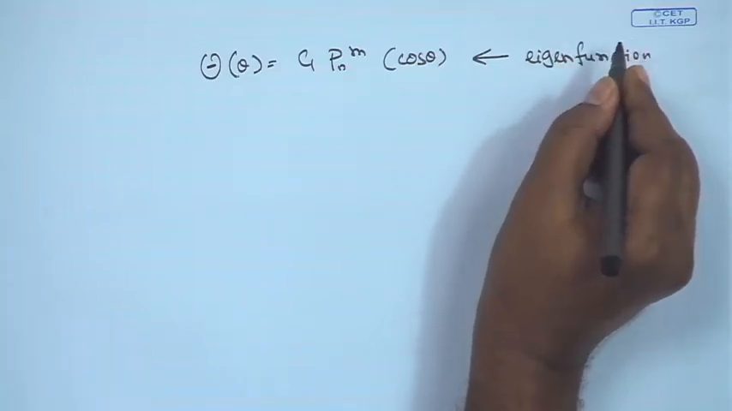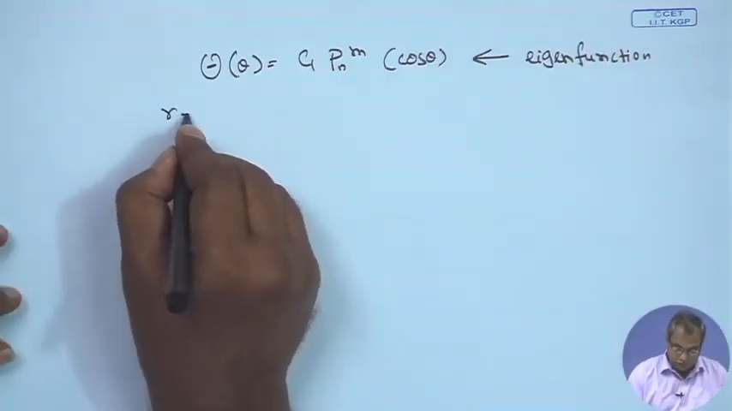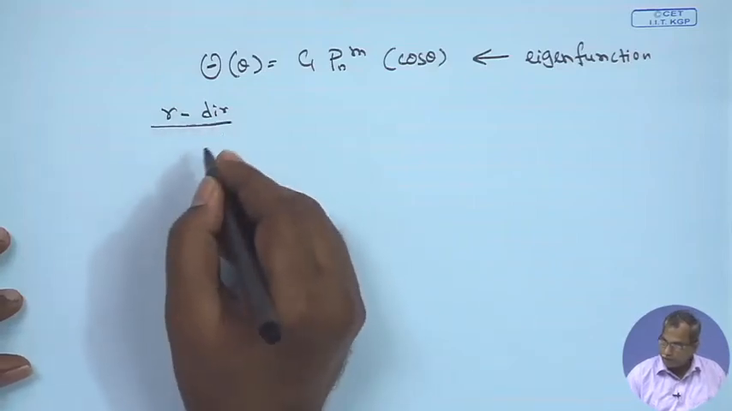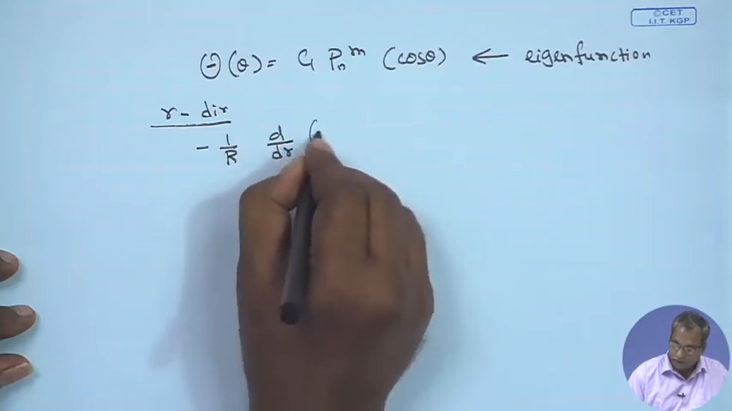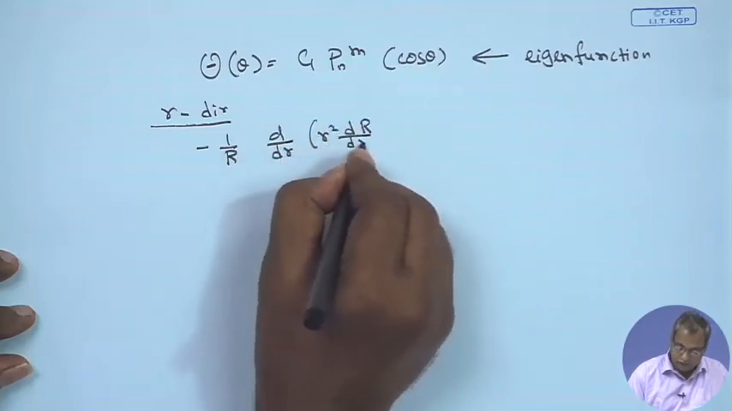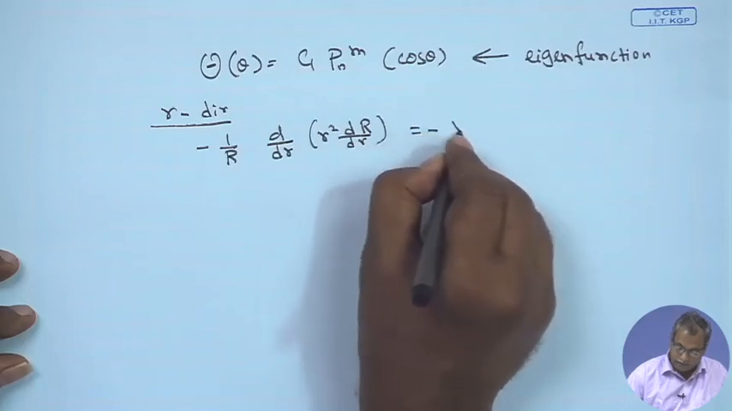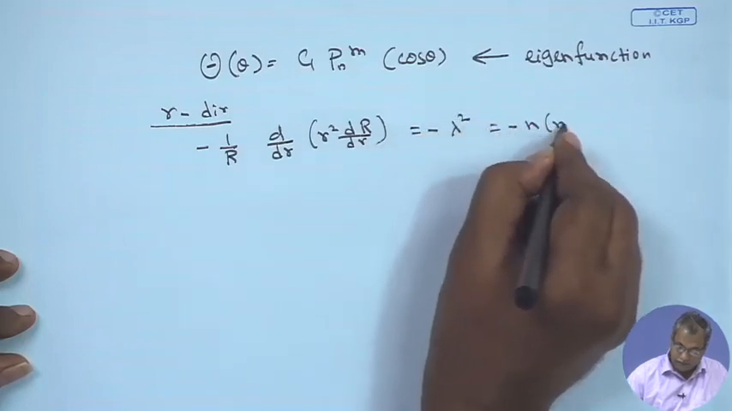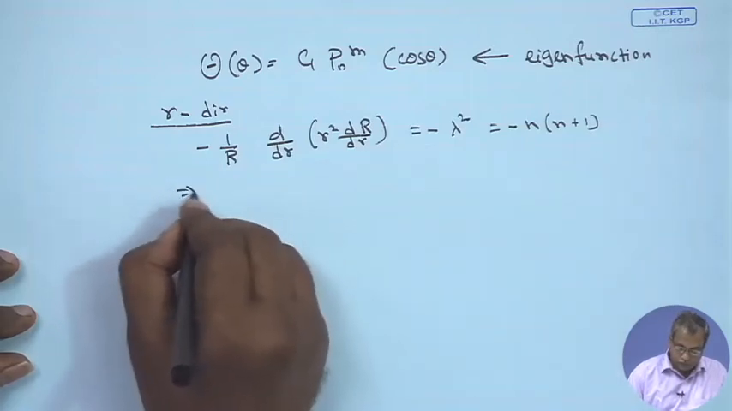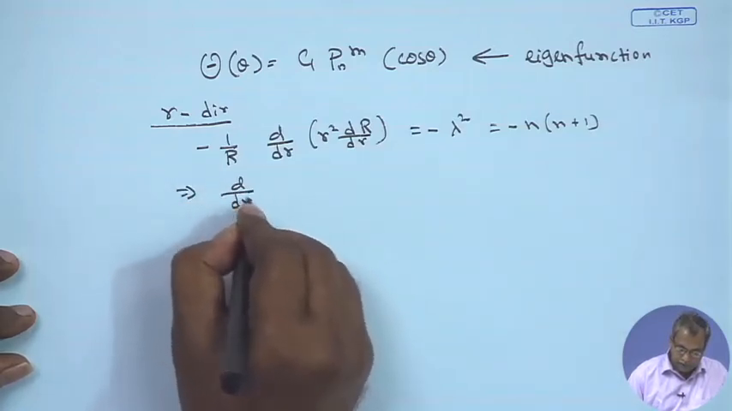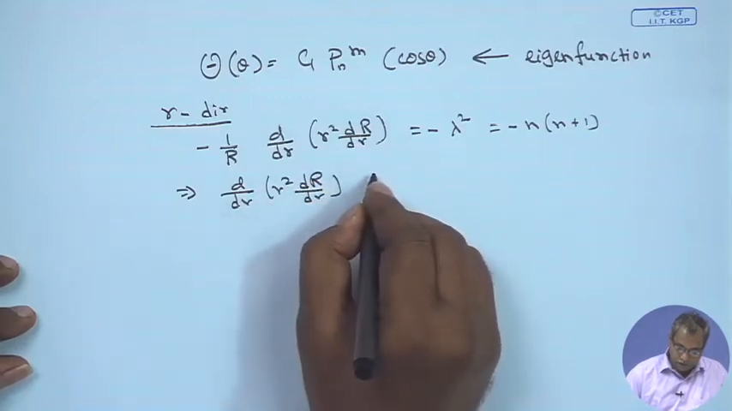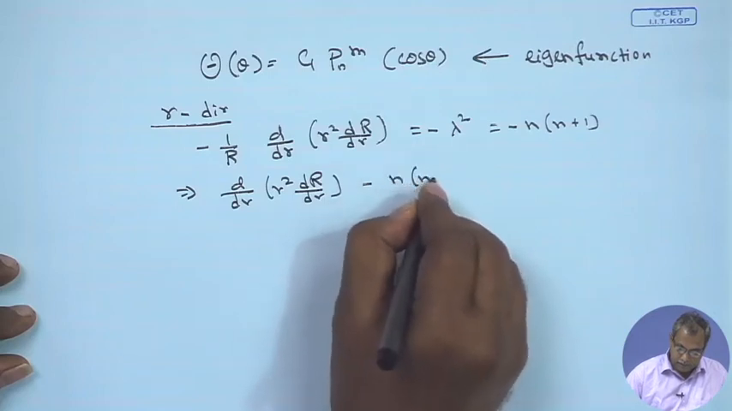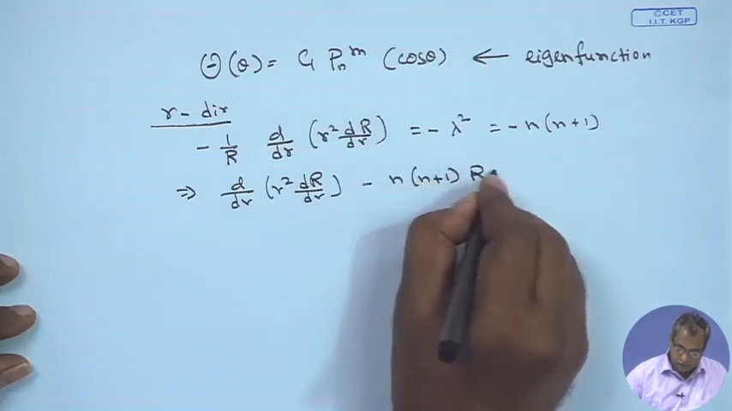Now, we have already almost solved the problem. Next, we will be solving the r direction. So, if you look into the r direction, the r varying part will be nothing but minus 1 over r d dr of r square dr, which is nothing but minus lambda square, which is n into n plus 1. So, we have d dr of r square dr minus n into n plus 1 r is equal to 0.